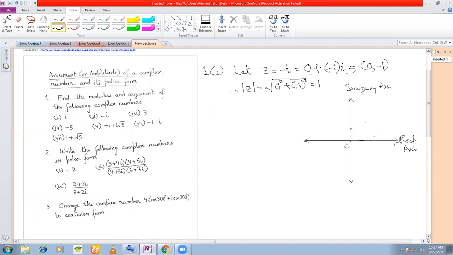When finding the argument, first locate the position of (0, -1). It lies between the third and the fourth quadrant, on the negative imaginary axis. So you start from the positive real axis and ask how much is this angle? Minus pi by 2. Therefore we say the argument of z is equal to minus pi by 2. Clear? Easy enough?